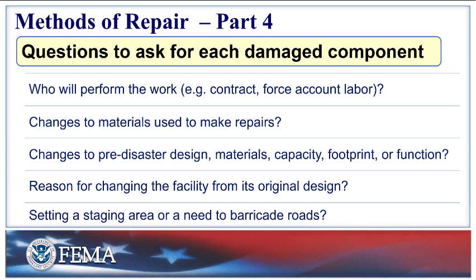And then if there are changes in the material or pre-disaster design and function, what is the reason for changing the facility from its original design? And then we also want to find out, did the applicant have to complete any emergency work, such as setting up barricades or a staging area? So we want to ask those questions. And again, this information that we gather here as part of the methods of repair is not entered into the damage component section of the DDD; it is captured and entered into the methods of repair information.